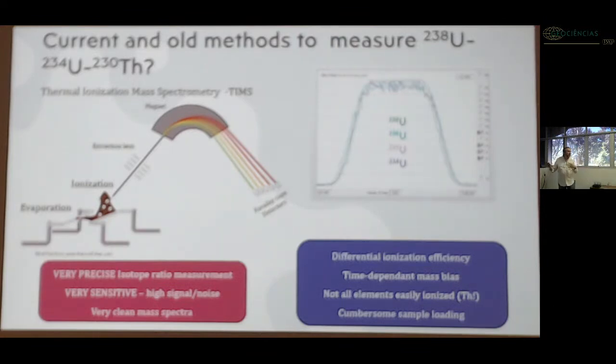Thorium is not the only one. There are some other elements that are difficult to ionize. But also, because it's difficult to ionize, sensitivity for these elements is not the best. It's good, it's really good, it's enough, but it's not really the best. Compared to alpha spectrometry, you can get away with one gram, half a gram of sample, and you'll get very decent phases.